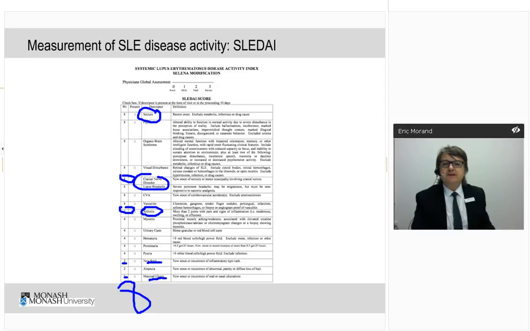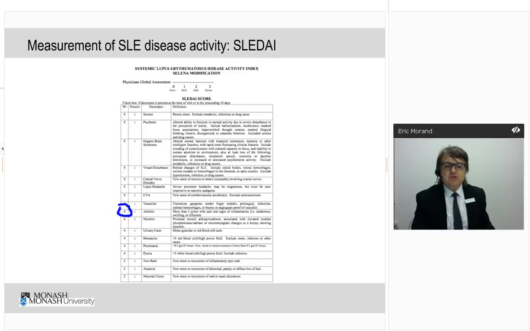The trouble is that, let's see if I can make this go away, if I can rub that out or not. Oh, it doesn't look like I can. Anyway, the point I was going to make was that the trouble with this score is that a person with arthritis, oh thank you, someone's made that go away.